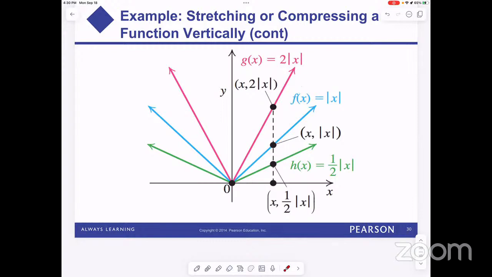So multiplying the outside of our basic function by a number larger than 1 causes a vertical stretch by a factor of 2 in this case. Multiplying the outside of our expression by a number between 0 and 1 is going to get smaller vertically. It's going to get smushed vertically. So we call that a vertical compression by a factor of 1/2. Okay. All right, and I think we have 2 more.